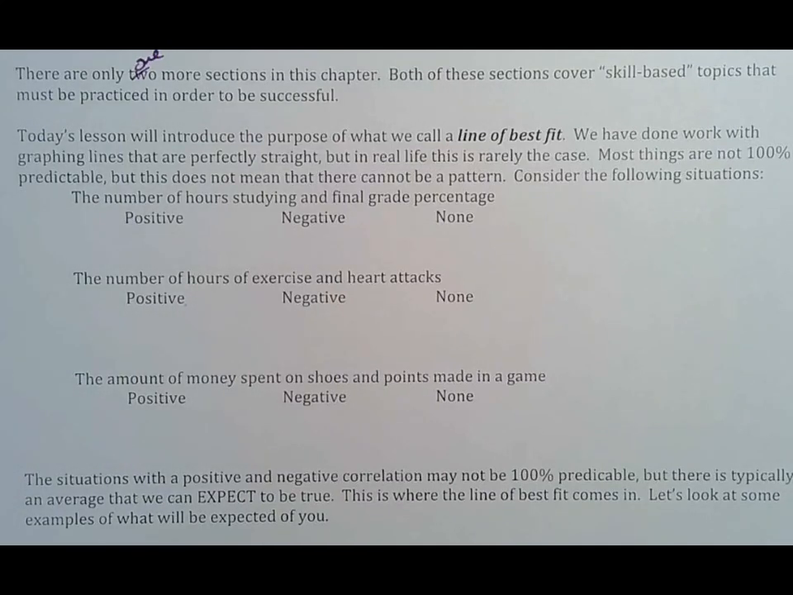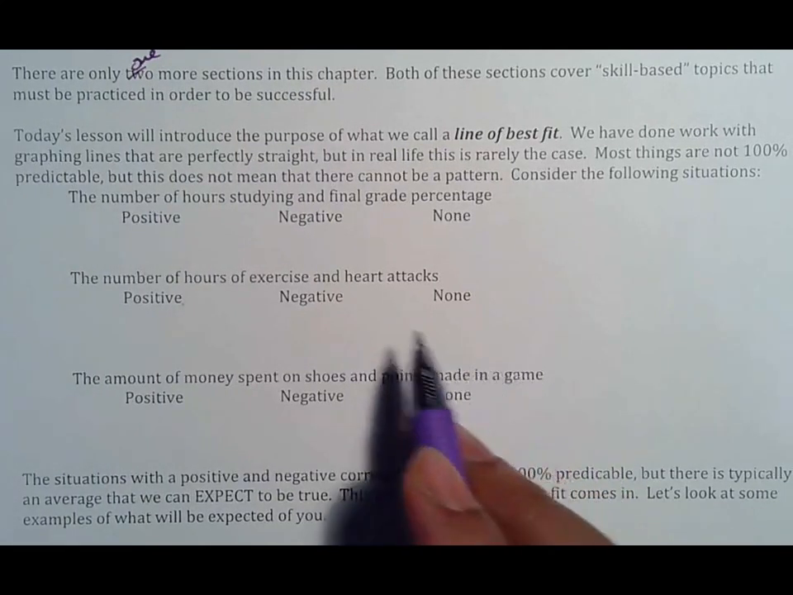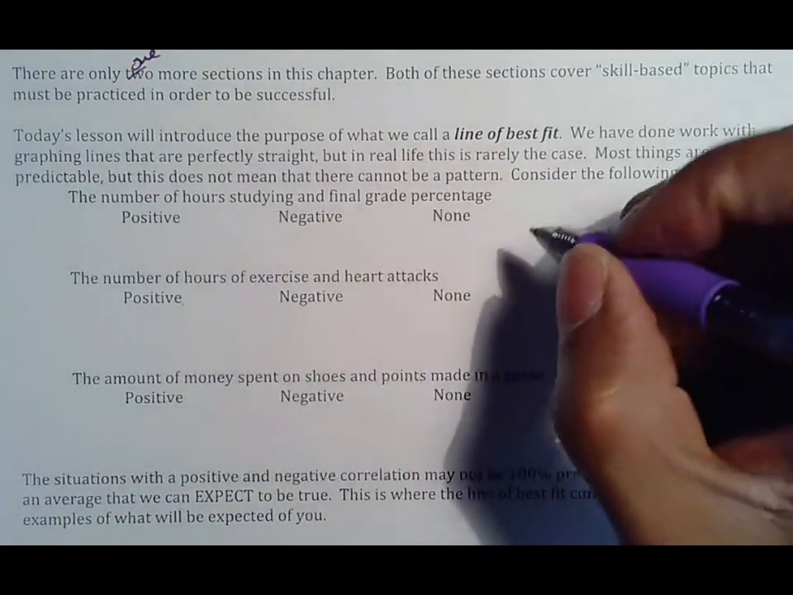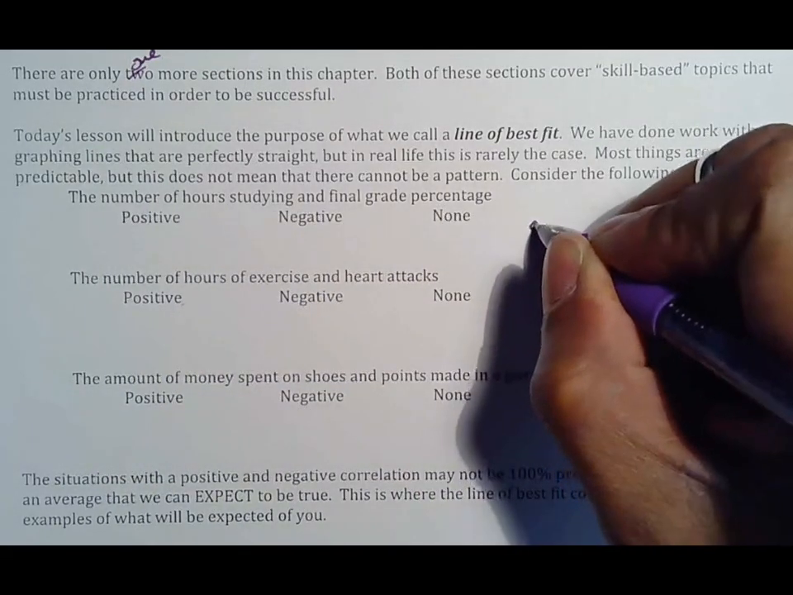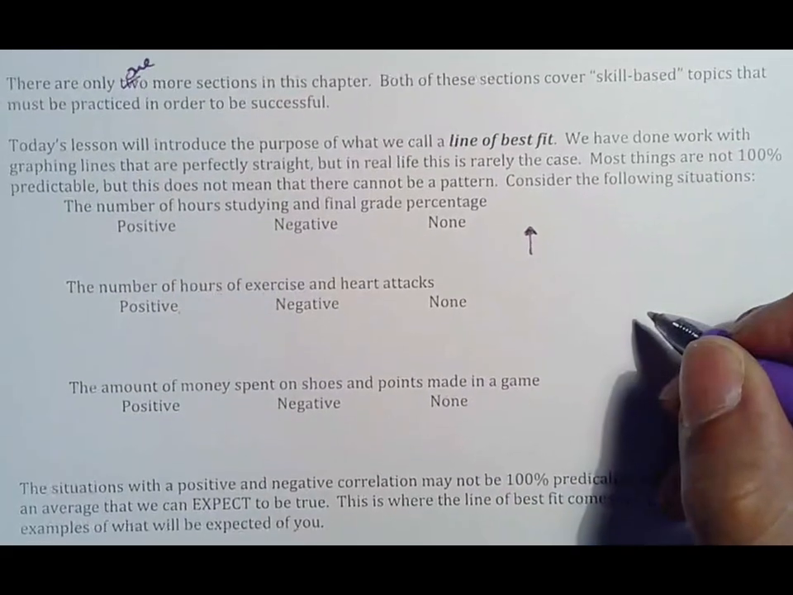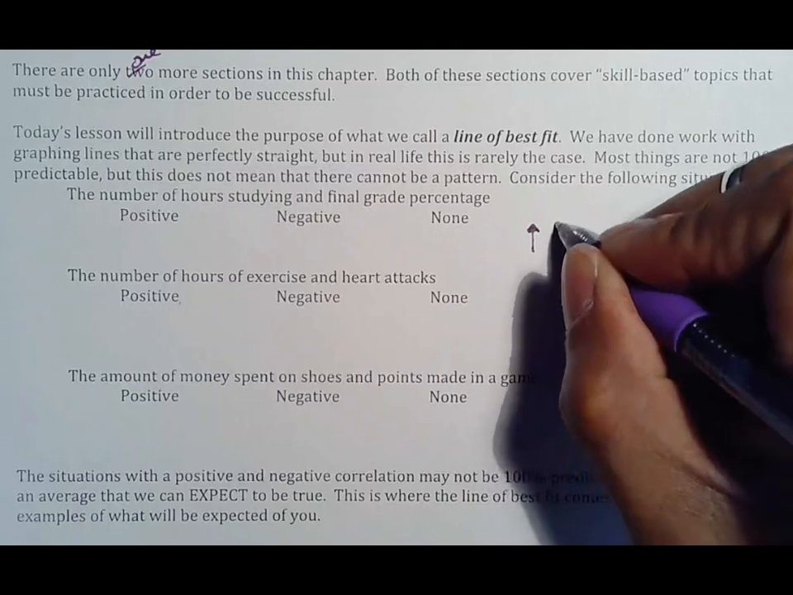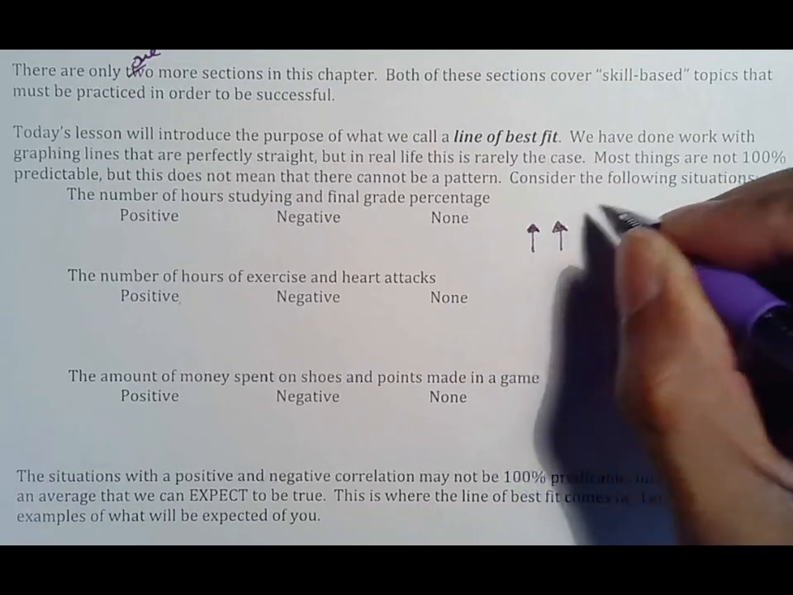But anyway, today's lesson is going to introduce what we call line of best fit. We've done work with graphing lines that are perfectly straight, but in real life that's rarely the case. Most things are not 100% predictable. This does not mean there can't be a pattern, because if you look at these situations here, for example, number of hours studying and final grade percentage. If your number of hours studying goes up, for example, what should your final grade percentage do? Well, it should increase if you're talking about a real life situation.